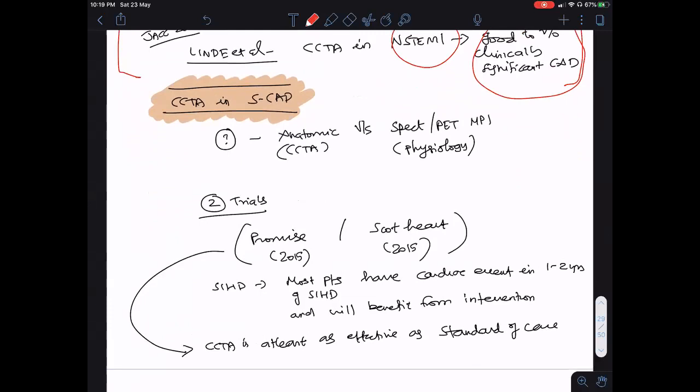Stable coronary artery disease historically has been looked at from two different viewpoints. One is the anatomic lesion classification differentiation. The other is a physiologic concept where we do SPECT, PET, MPI, etc. to look at the burden of ischemia.